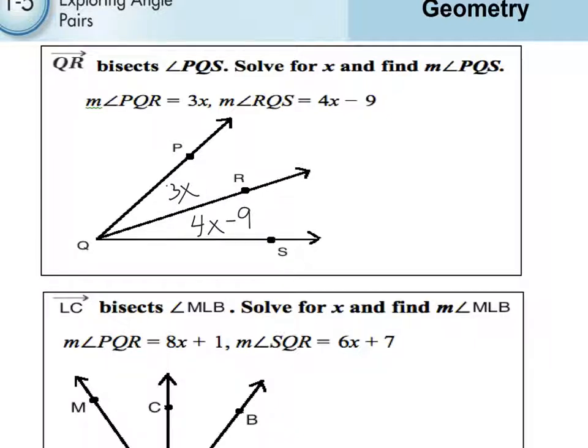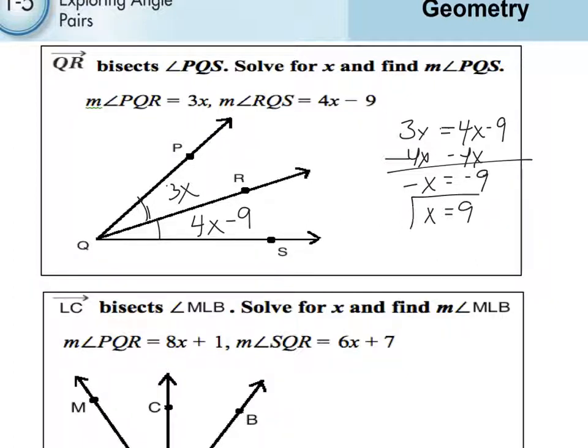Now, if QR bisects it, that means that these two angles are the same. So I can say that 3x equals 4x minus 9. If I want to get x by itself to solve for x, I subtract 4x. Negative x is going to equal negative 9. If I divide by negative 1, then x is going to give me 9.